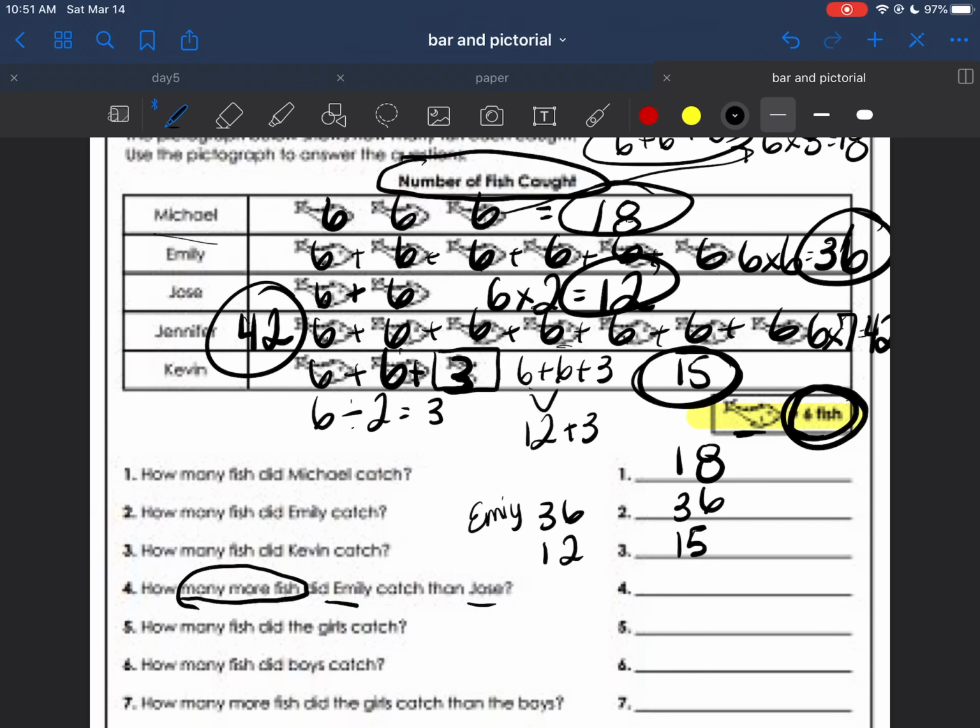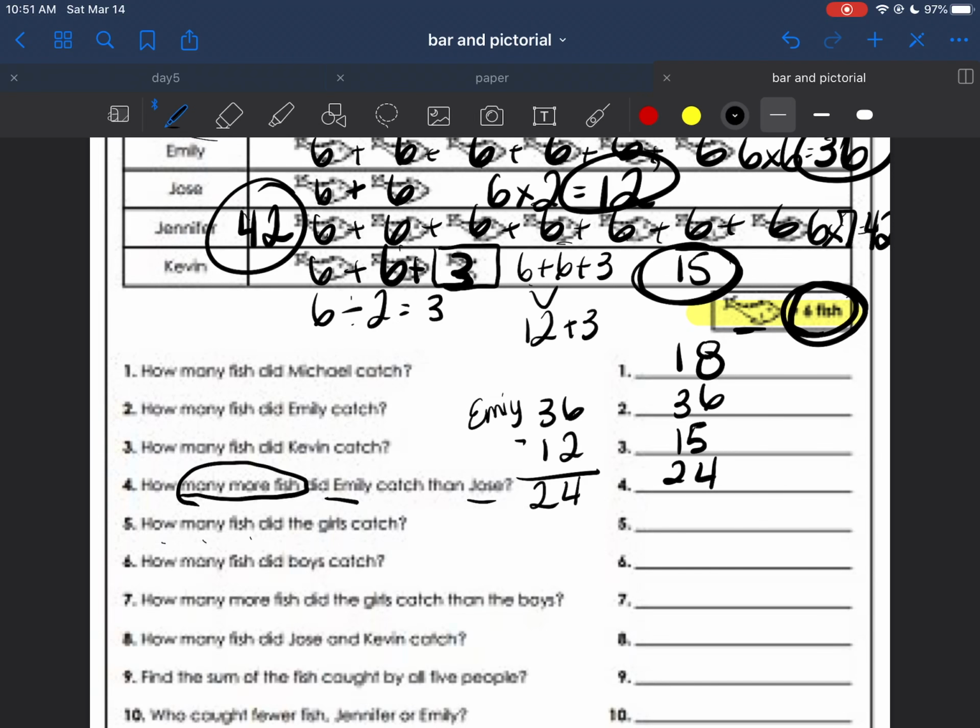So if I want to know how many more, I'm going to subtract. I could use base 10 blocks to help me solve, but I'm going to go ahead and just subtract. 6 minus 2 is 4. 3 minus 1 is 2. So my answer is 24.